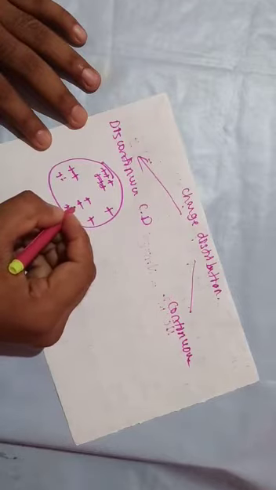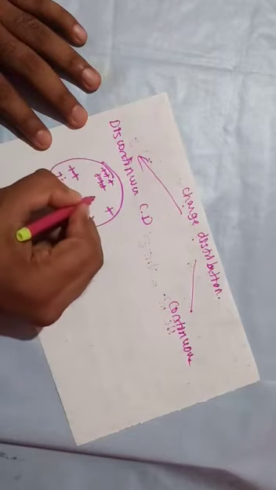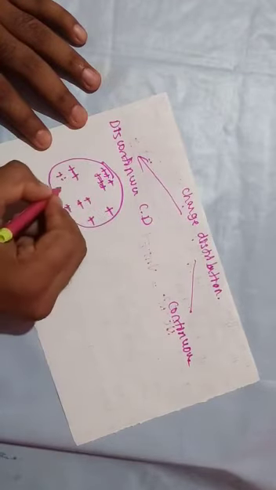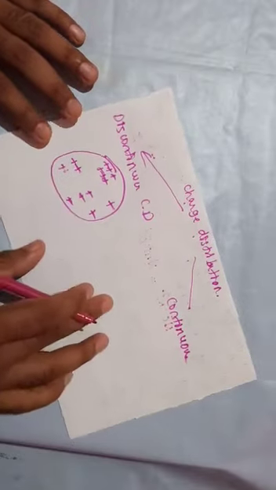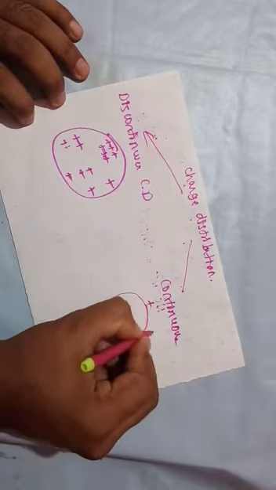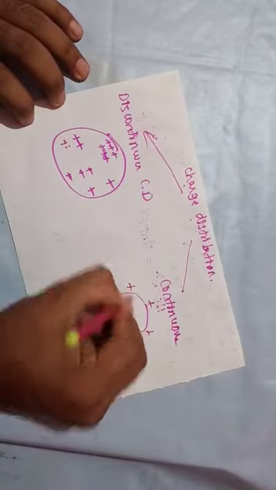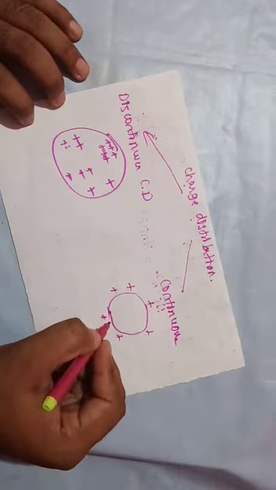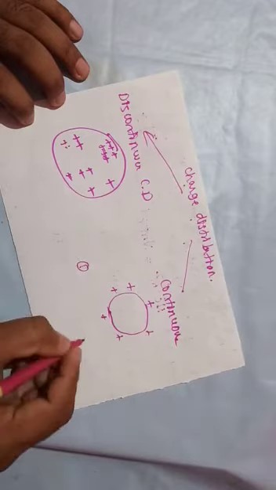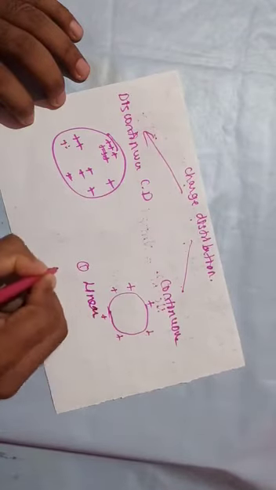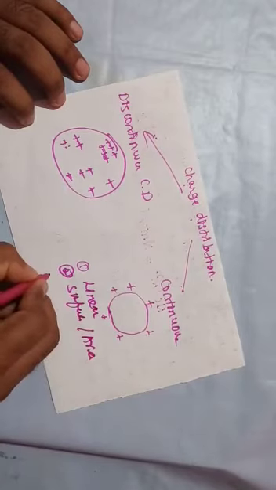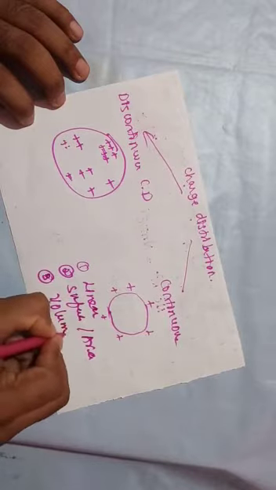Why this is called discontinuous charge distribution means the distribution of the charges is not uniform here. Some charges are present here, some charges are present here. This type of distribution is called discontinuous charge distribution. Now continuous charge distribution is nothing but, let us consider a sphere. In this sphere, the charges are uniformly distributed. This type of distribution is called continuous charge distribution. In continuous charge distribution, we are going to study three types: linear charge distribution, second, surface charge distribution or area charge distribution, and third, volume charge distribution.